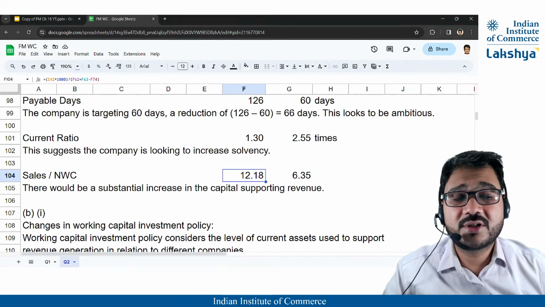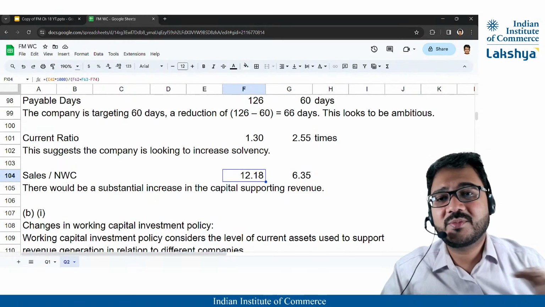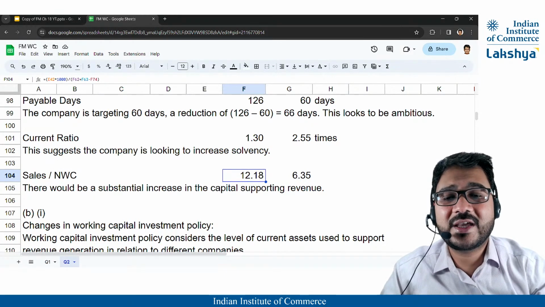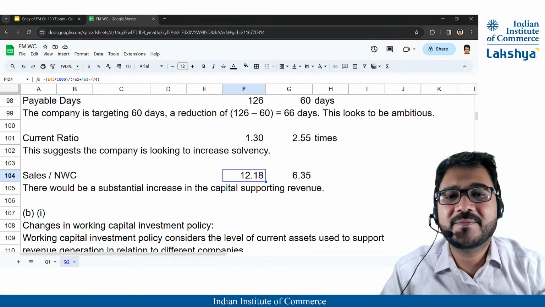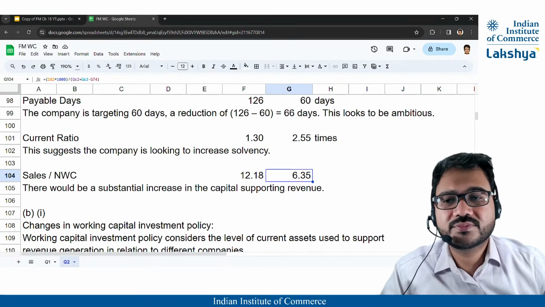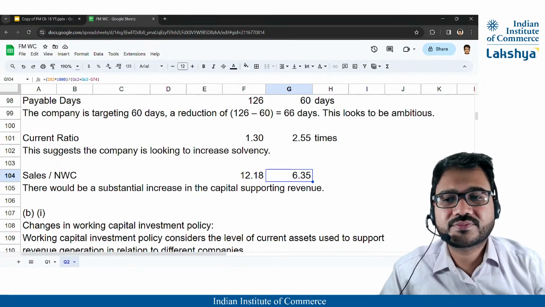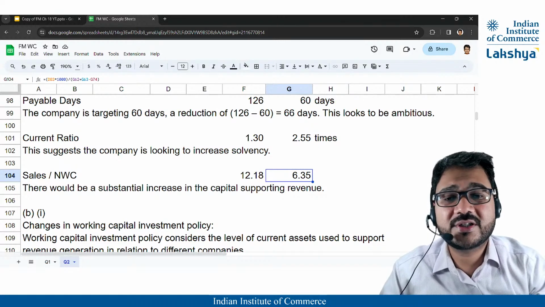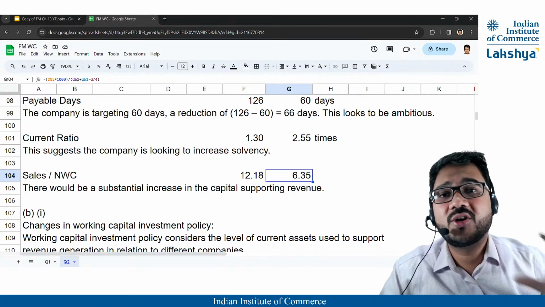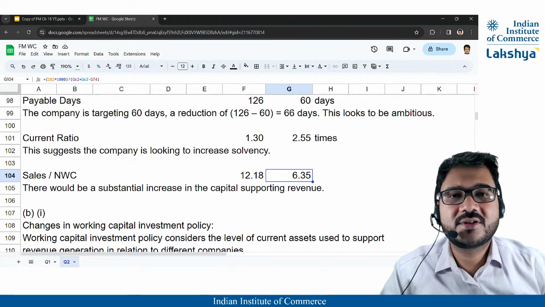That means here your working capital was generating 12 times sales. That means you were over trading, could have gone insolvent any time, could have defaulted any time. Now there is improvement. There is less strain on your working capital. There would be a substantial increase in capital supporting revenue, in the sense that now your long term capital is supporting the sales.